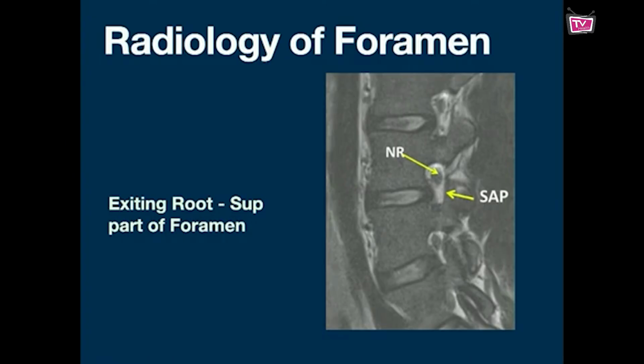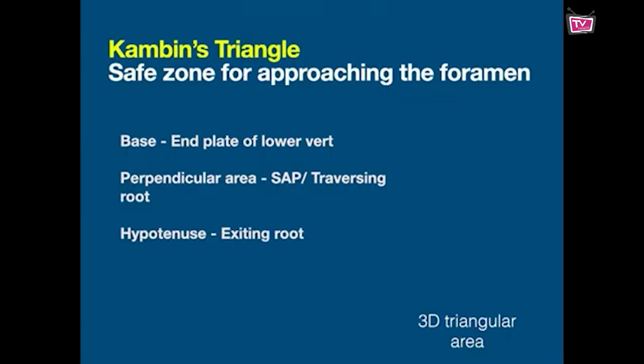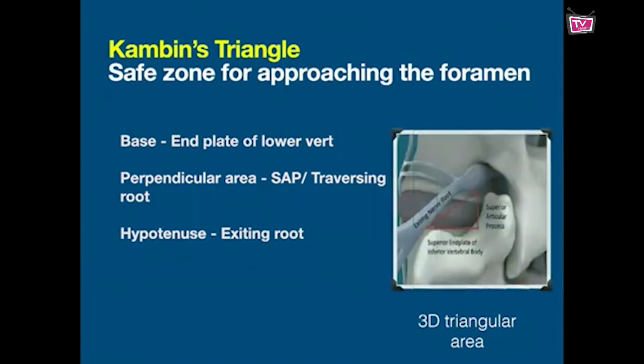We have different types of approaches by which you can enter the foramina. The one we all know as neurosurgeons is Kambin's triangle. Kambin's triangle we are very well versed with. The superior articular facet, the superior end plate, and the exiting root form this triangle. This is basically below the root. If you can see here, my cursor is not working. Probably, yes. So that is Kambin's triangle.